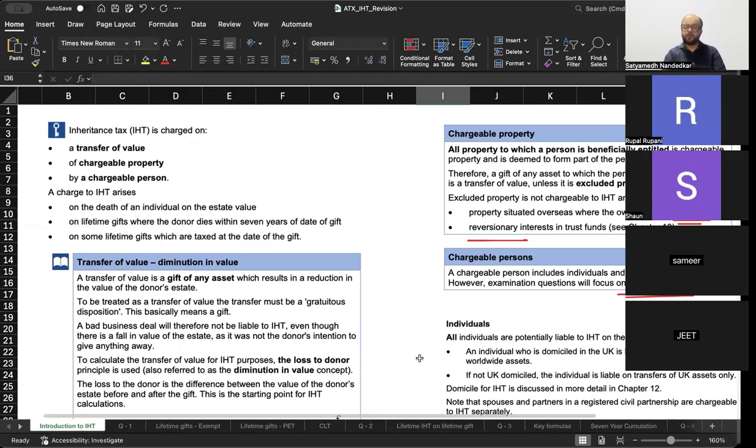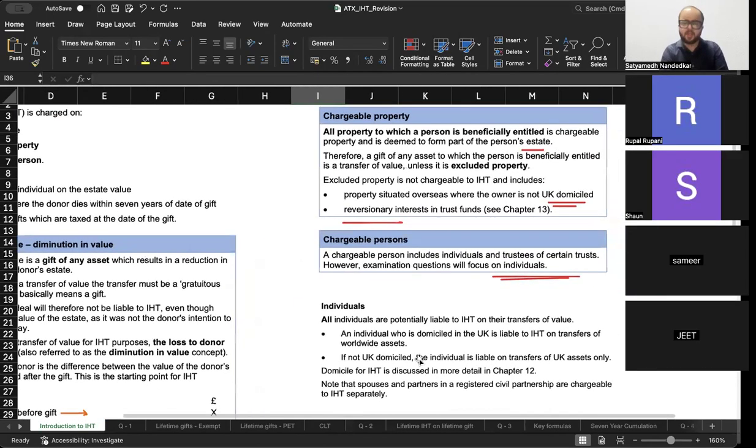Who is a chargeable person? A chargeable person is an individual and trustees of certain trust. Examination questions are only going to focus on individuals. What is a chargeable property? All property to which a person is beneficially entitled is chargeable property, and it forms a part of the person's estate.